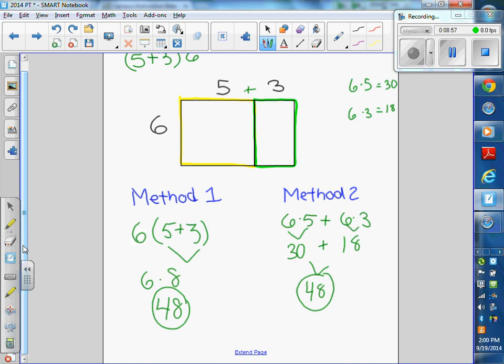Well, I have a different kind of method. Tell me what you did. So what I did was 6 times 5 plus 6 times 3, then I put an equal sign, and I did 30 plus 18. So again, you went sideways. Yeah. Okay. I'm really glad you guys brought that up.